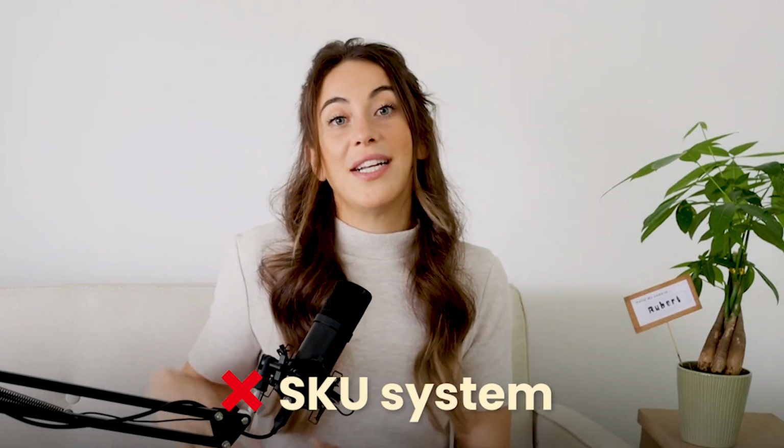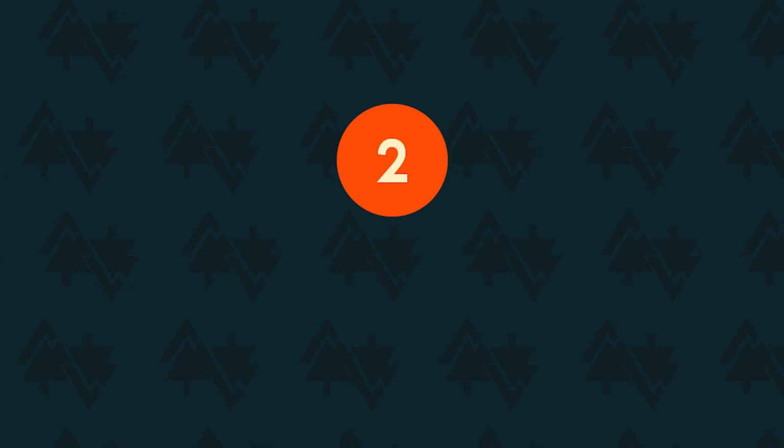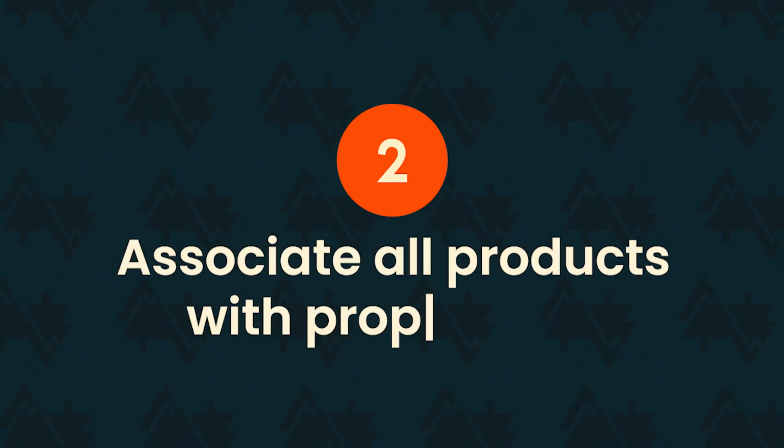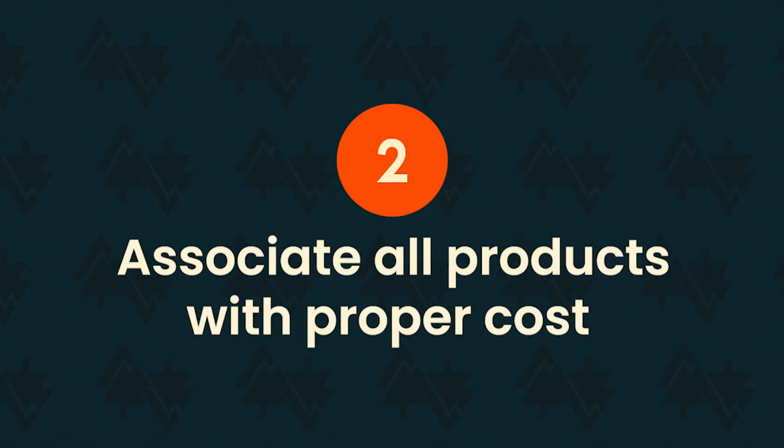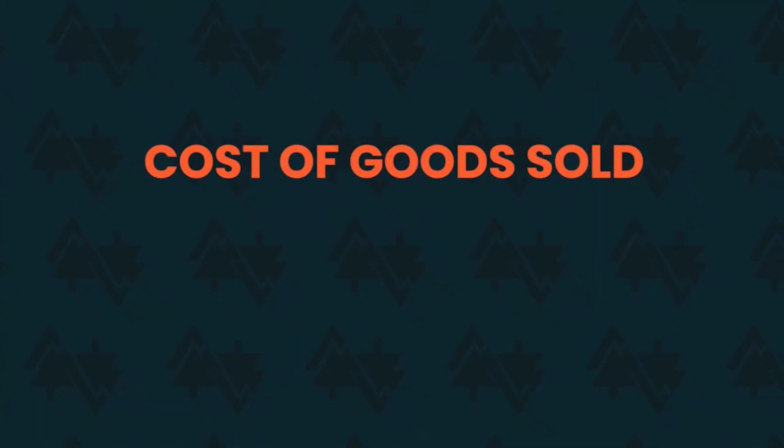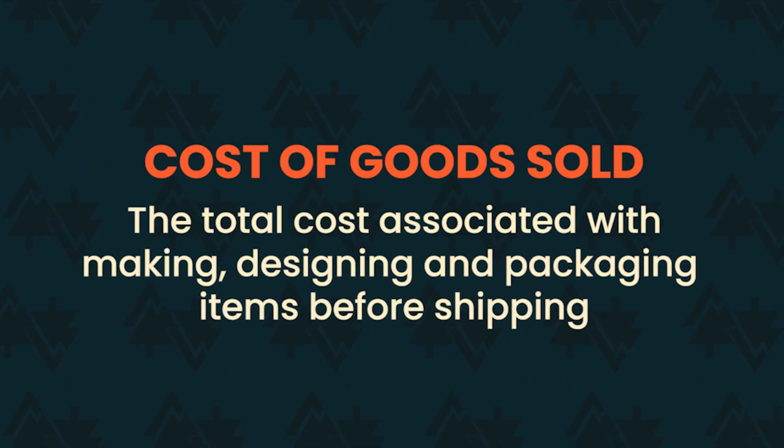But let's pretend that you don't have a SKU system and you don't plan on having a SKU system. So the second thing that you need to do is associate all of your products with their proper cost. There's a line item in business called cost of goods sold, and that's the total cost associated with making, designing, and packaging your item before it ships to the customer.